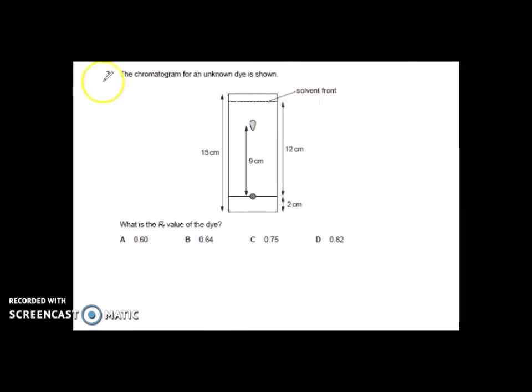Okay, if you look at number 3, the chromatogram of an unknown dye is shown. The Rf value is being calculated, from here to here it is 9. So 9 divided by 12, this is the height. So you'll be getting 0.75. So your answer is C.